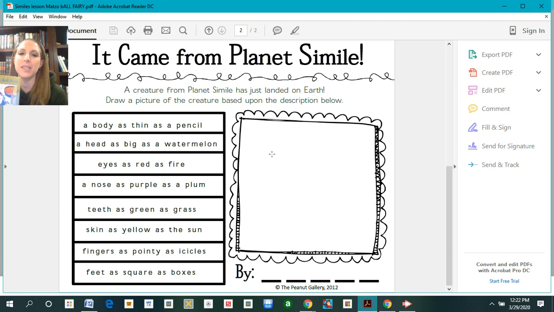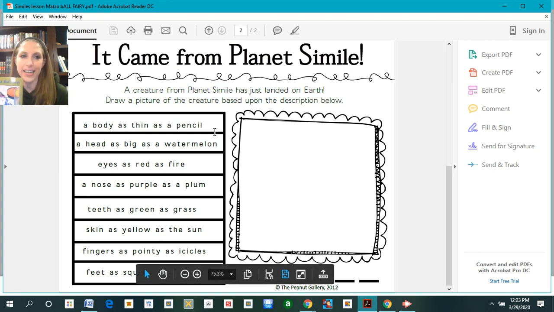So his body is thin as a pencil. I'm going to draw a very thin body because that is what a pencil is. His nose as purple as a plum. We're going to use these similes to create your planet simile monster.